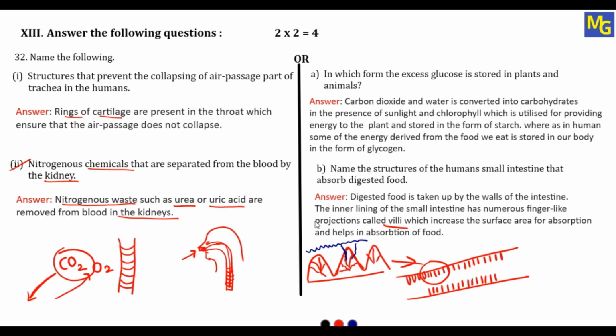See the answer. The inner lining of the small intestine has numerous finger-like projections. Why finger-like? Just to increase the surface area. So here I have written: projections called villi, which increase the surface area for absorption and help in absorption of food. So this is the answer. Here the question is just to name the part, so the name is villi. If it is asked what the role is, then you have to write that it increases the surface area for absorption and helps in absorption of the food. So this is the answer for question number 32. Now we'll move on to the next one.